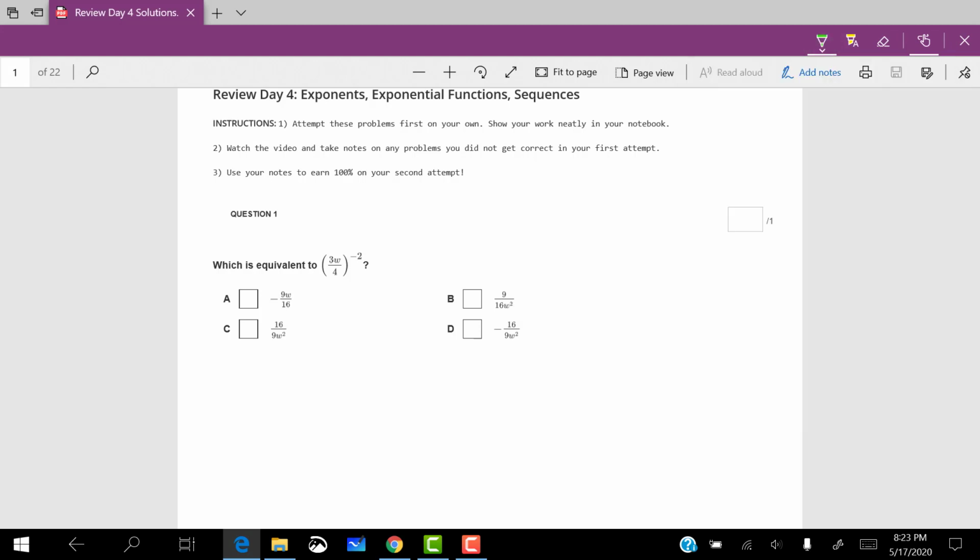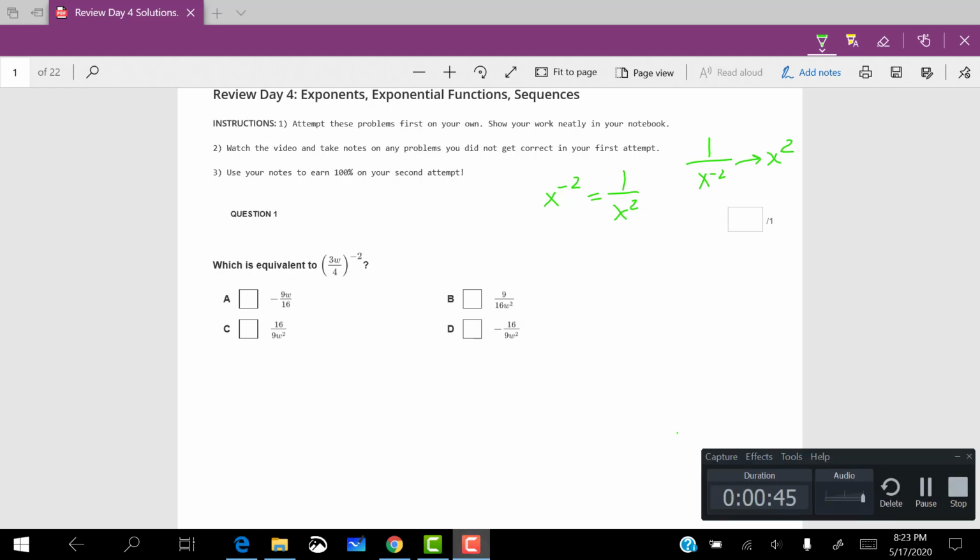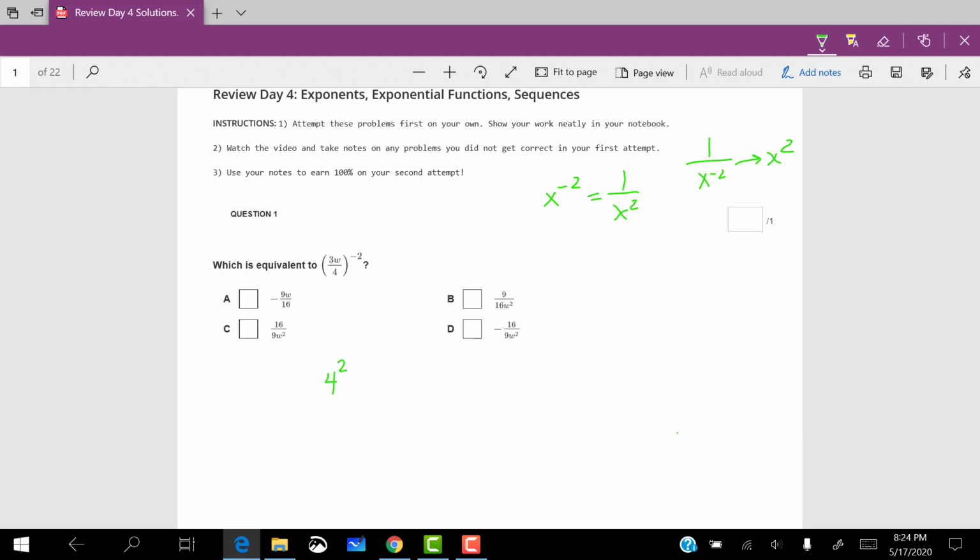Okay, so first, remember what a negative exponent means. So if we've got x to the negative 2, that means 1 over x squared. We also figured out that 1 over x to the negative 2 simplifies to x squared. So that can help us here. If we've got this fraction raised to the negative 2 power, then in the numerator I'm going to end up with 4 squared, and in the denominator I'm going to end up with 3 squared and w squared. So that simplifies to be 16 over 9w squared.